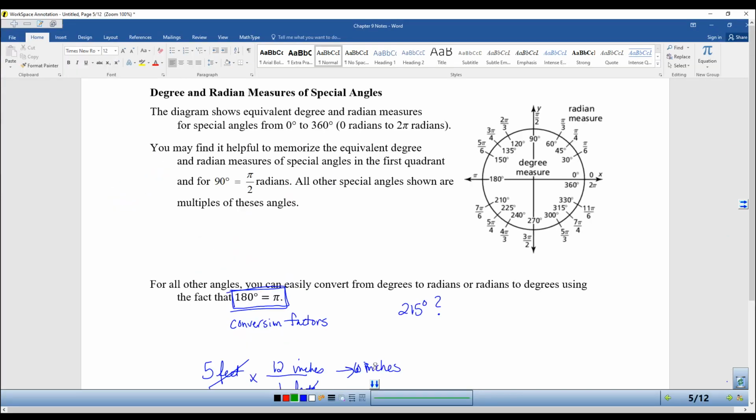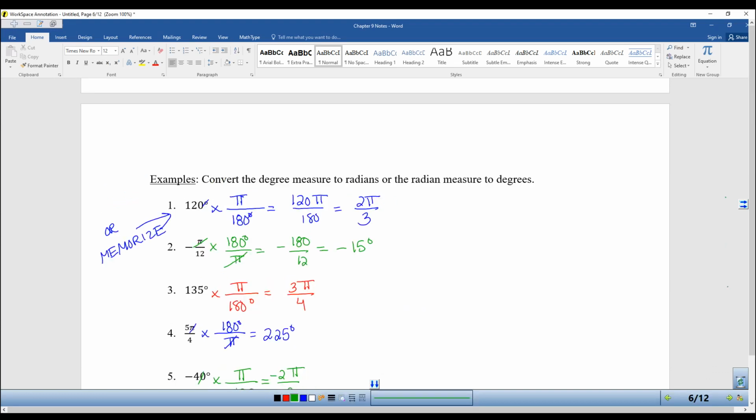But the more of these that you just know by heart, the better. I would really only use this for an angle that you don't know, that's not on the chart, like negative pi over 12.